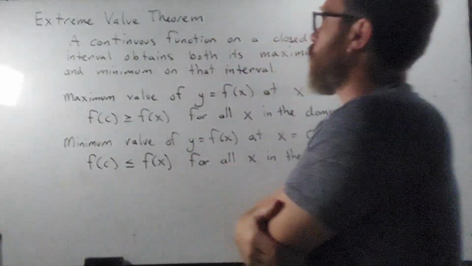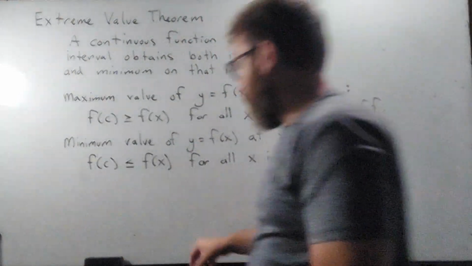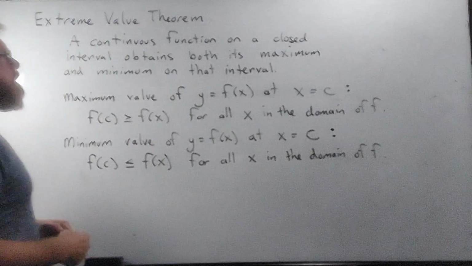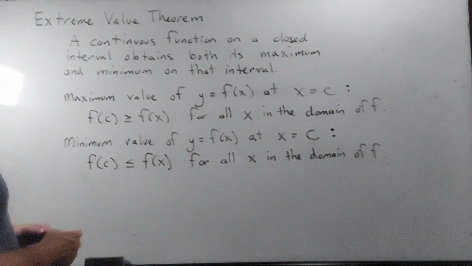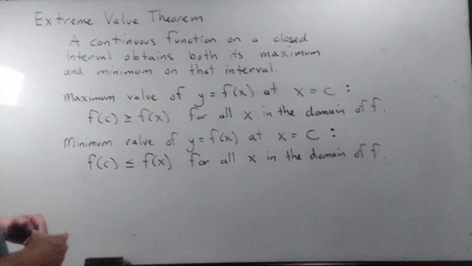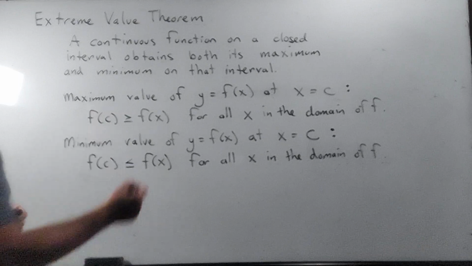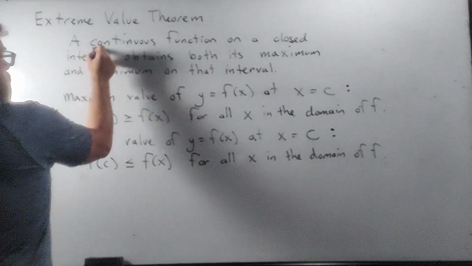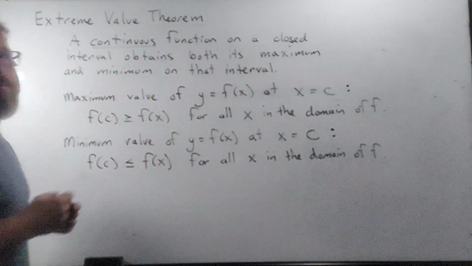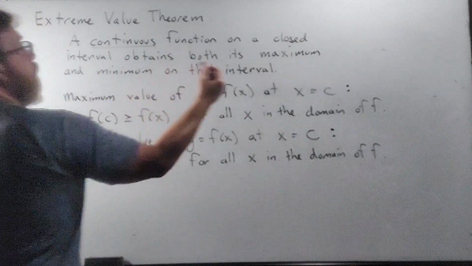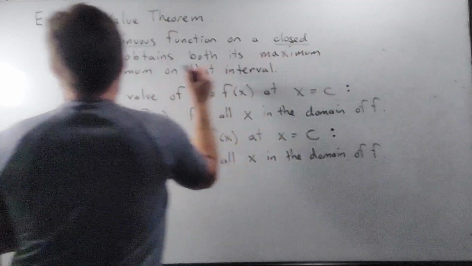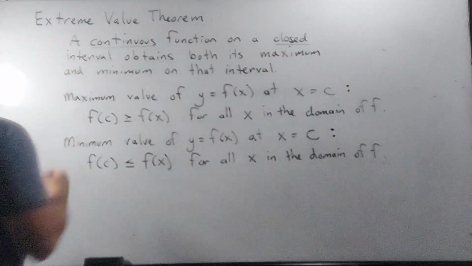All right, so we're going to talk about the extreme value theorem. What it says is a continuous function on a closed interval obtains both its maximum and its minimum on that interval. And we'll see that this continuous part becomes really important along with this closed interval. Those two work hand in hand.